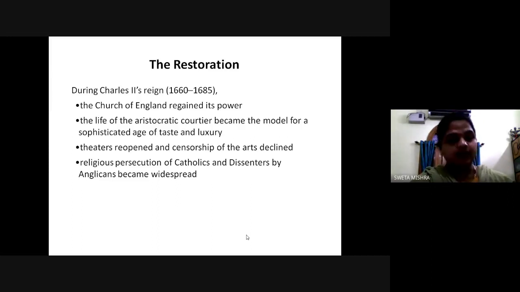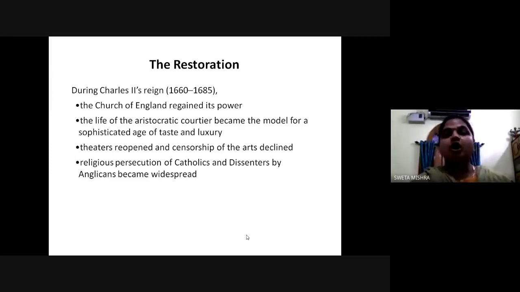And as a result, the lords and ladies of his court were dressed in silk and lace. That was how sophistication was brought into society. After that, you will find that the theatres, which were closed for a long period of time prior to the Restoration, reopened again. And the censorship of the arts declined.